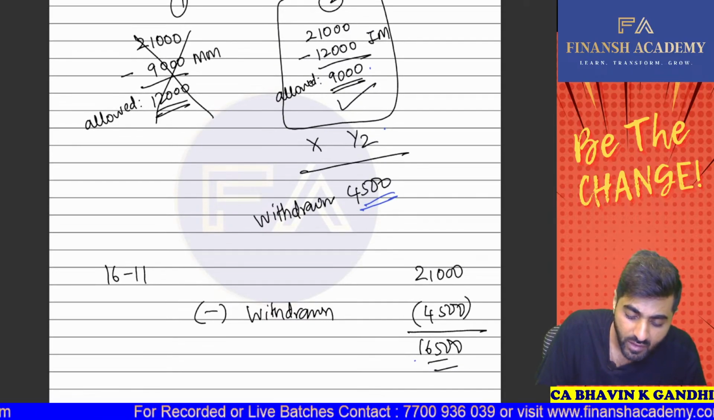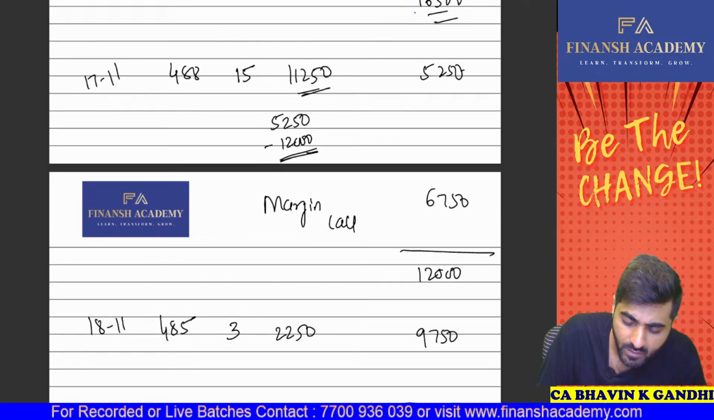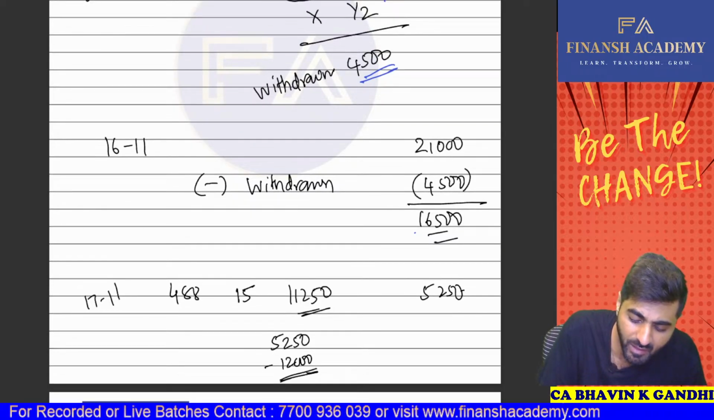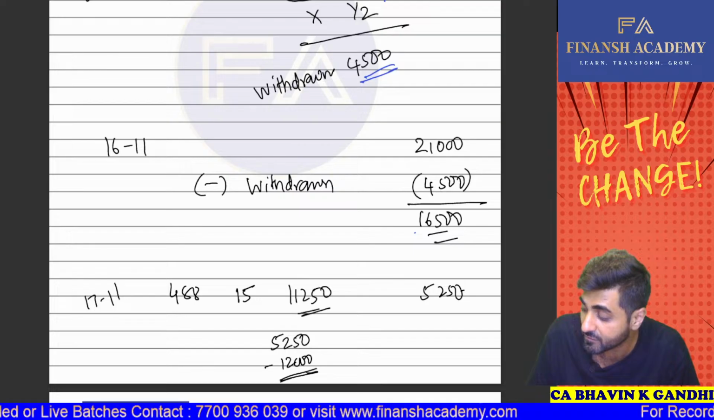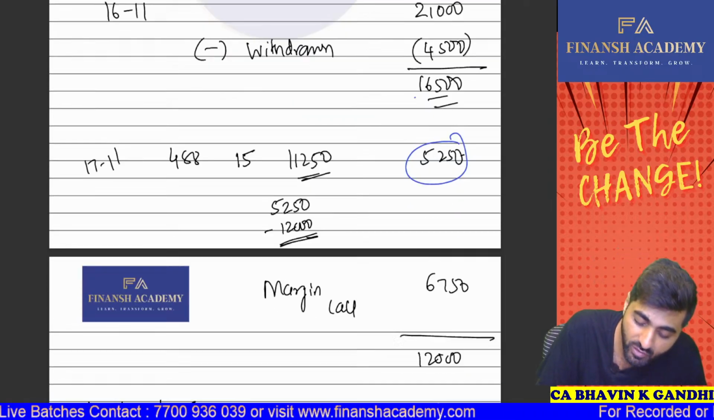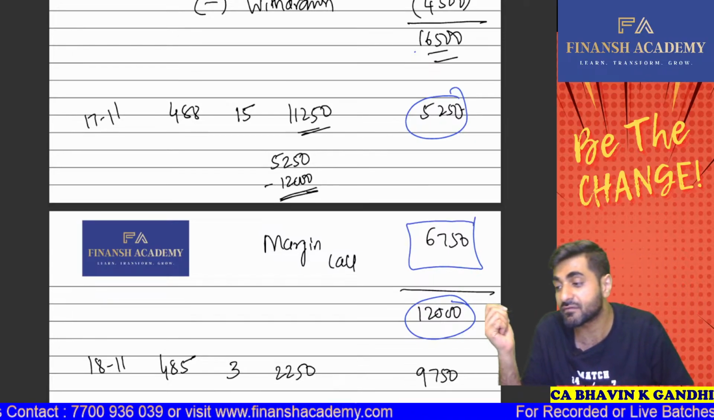Half of the permissible limit, right? So the amount becomes 11,250. So from 16,500, I have to now subtract 11,250. So this will be 5,250. Now 5,250 minus 12,000, this is the margin call of 6,750.